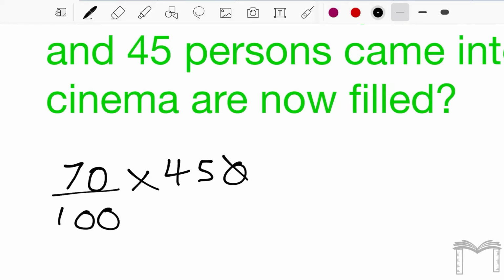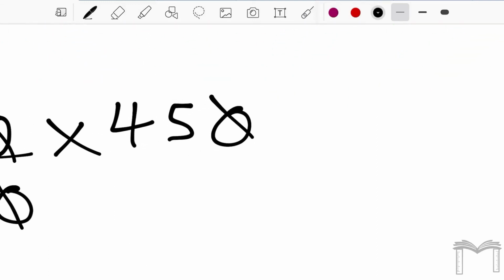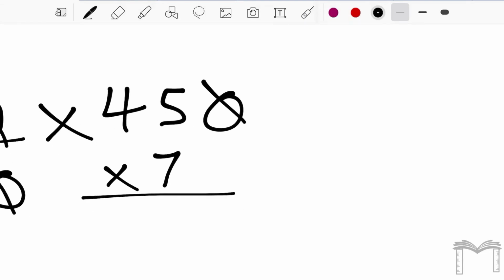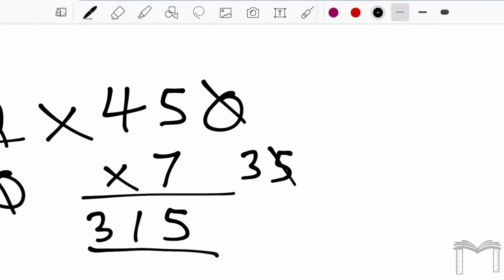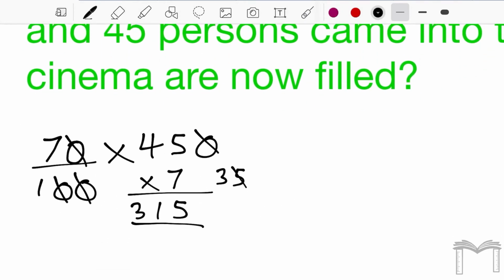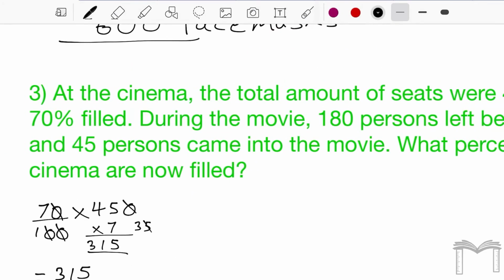One and 0 on top cancel with 1 and 0 below. 1 below with 1 on top. 7 times 45. 7 5s are 35. 4 7s are 28 plus 3 is 31. So that's 315 seats filled.